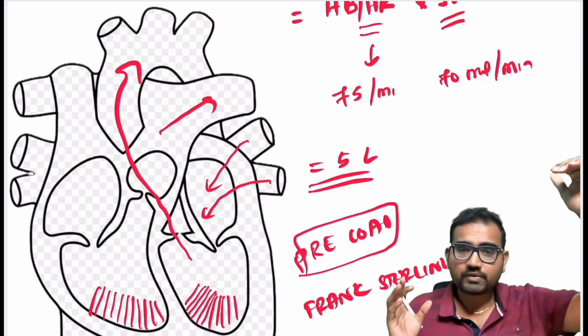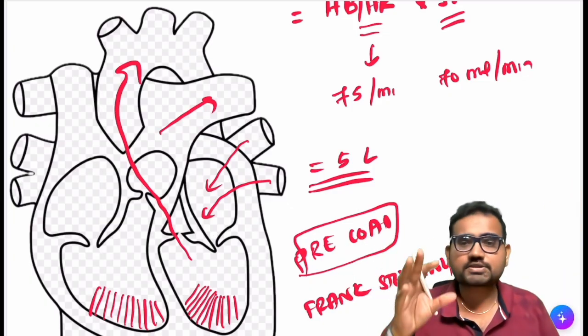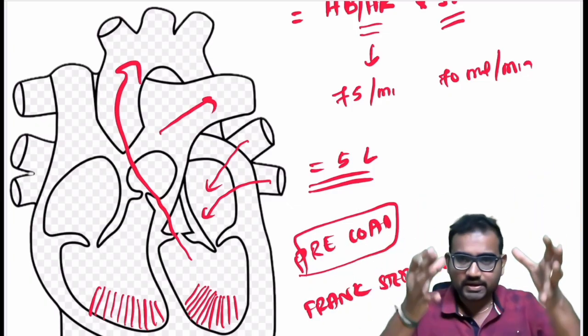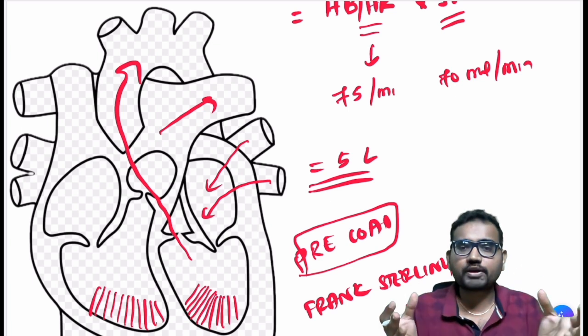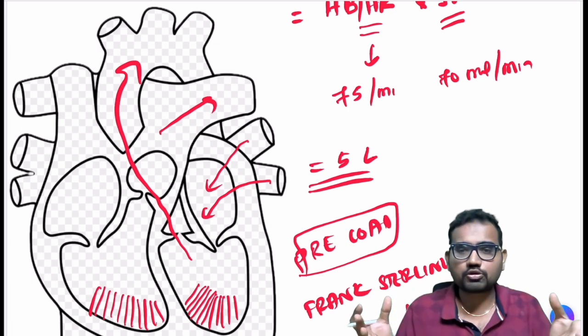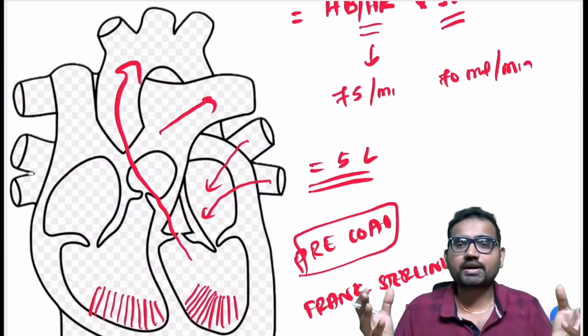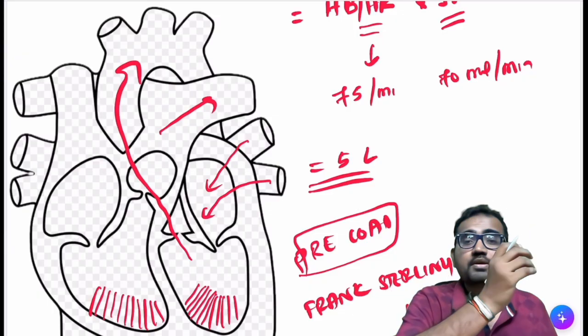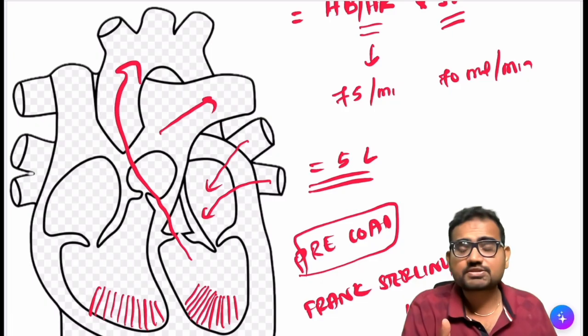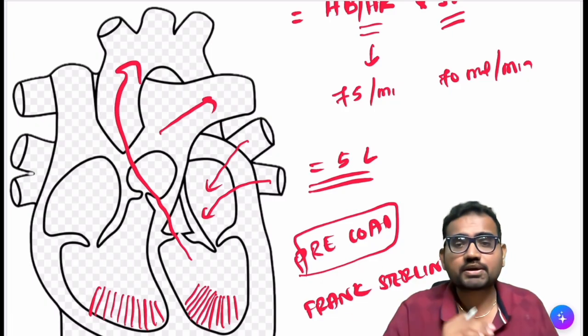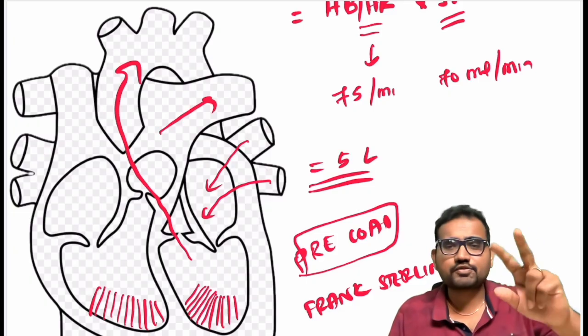Increased preload will definitely increase cardiac output, because preload is the amount of blood entering the ventricles. The more blood enters, the more stretch, the more contraction, and the blood is pushed more. But on the other hand, afterload is the amount of resistance felt by the ventricles. So if there is more afterload, there will be reduced cardiac output. So these are the confusing terminologies.